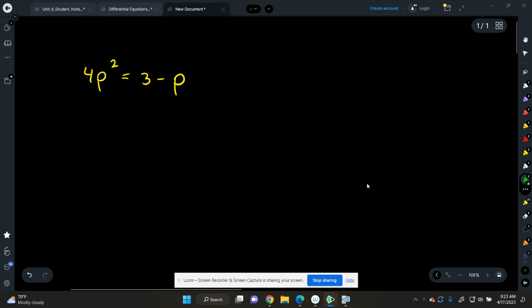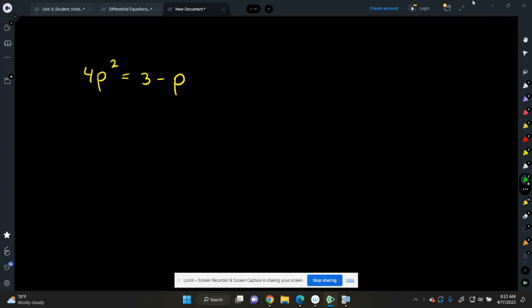We've got 4p squared equals 3 minus p, all right? So in the delta math, we had to move things over to the other side to get them equal to 0. But then we had to combine like terms, right? So this one, it has to equal 0. Remember I told you it has to equal 0.